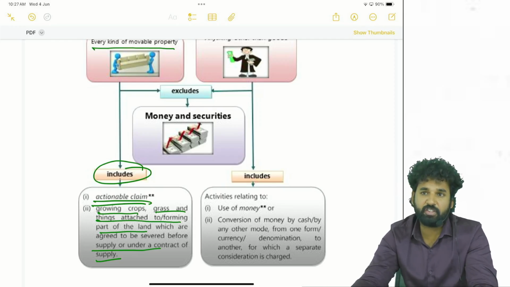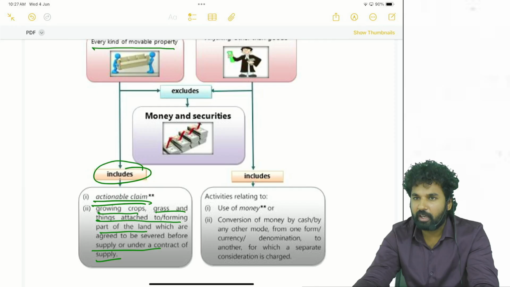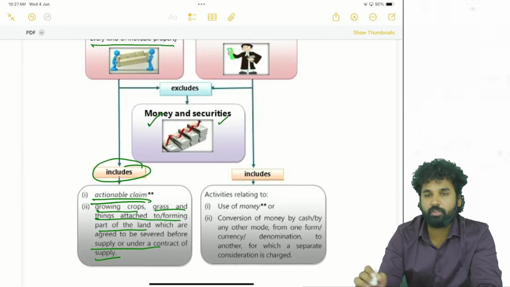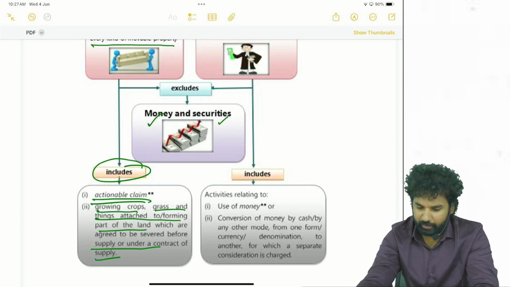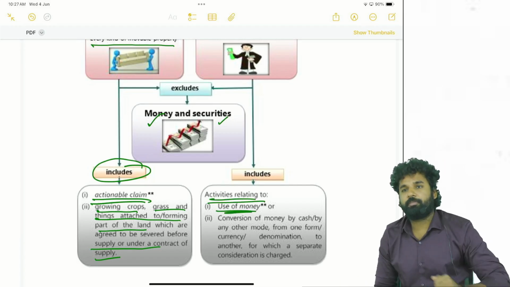When it comes to the definition of services, anything other than goods is a service, but it shall exclude money and securities. That means currencies shall be excluded, and securities shall be excluded. The securities may be a share, a bond, a debenture, or any derivative, whatever it may be. But it shall include activities relating to the use of money.